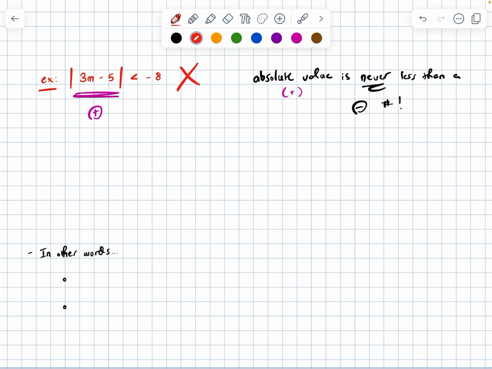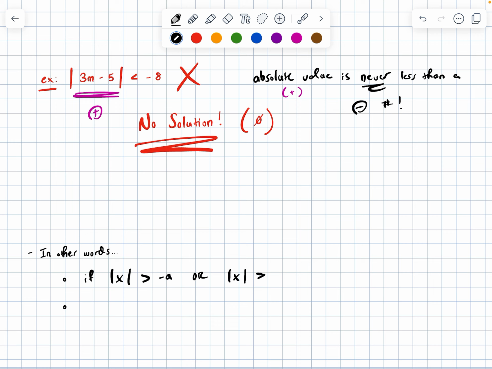This inequality has no solution, right? Anytime that we've arrived at a statement that is always false, we say that it has no solution, and we can use our empty set as a shorthand. In other words, let's say I want to generalize. If I encounter an absolute value that is greater than a negative number, or greater than or equal to a negative number, what does that tell me?